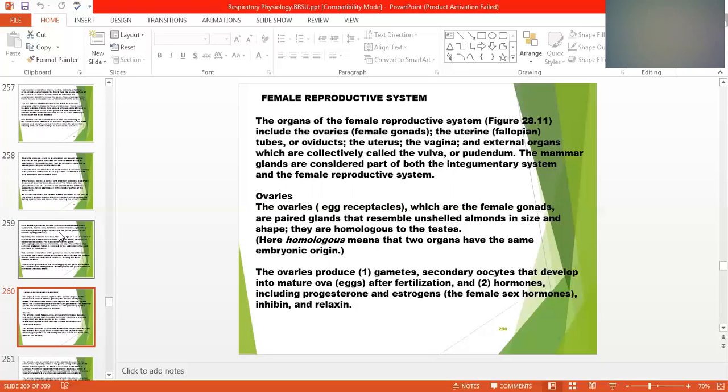Then the outer opening of the female is the vagina. The external organs are collectively called the vulva or pudendum. The mammary glands are considered part of the integumentary system, the skin system, and the female reproductive system. There is a gland which is known as the mammary gland.